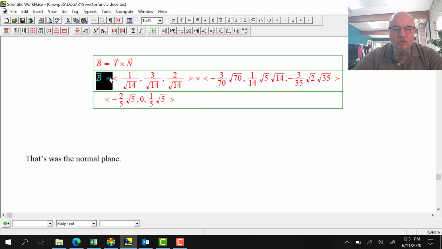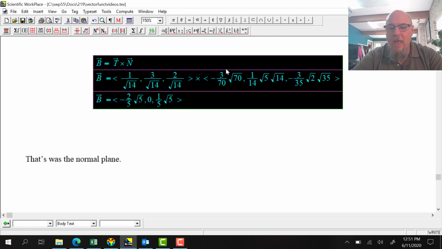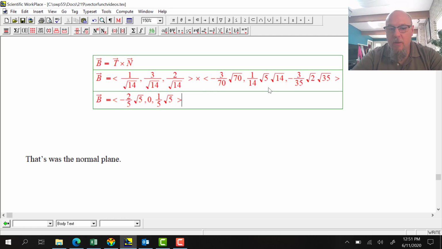Now there's a lot of algebra that I did there that I didn't show you, which you can check. You probably don't want to go through all of the algebra, but let's think about how we can check to see if my b vector is right. The binormal vector is supposed to be perpendicular to t. If I dot product it against t, I do get 0. That's an easy check. It's also supposed to be perpendicular to n. So if I dot product it against n, I do get 0.